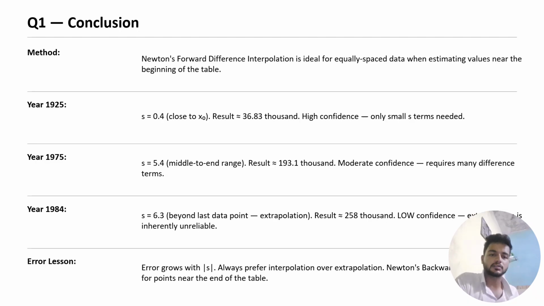So question one's conclusion: the method, Newton's forward difference interpolation, is ideal for equally spaced data when estimating values near the beginning of the table. In 1925, the value we got is 36.83 thousand. In 1975, we got 193.1 thousand. In 1984, the value was 258,000, which is generally low confidence because it is extrapolation. Error lesson: error grows with s. The larger the s, the higher the error.